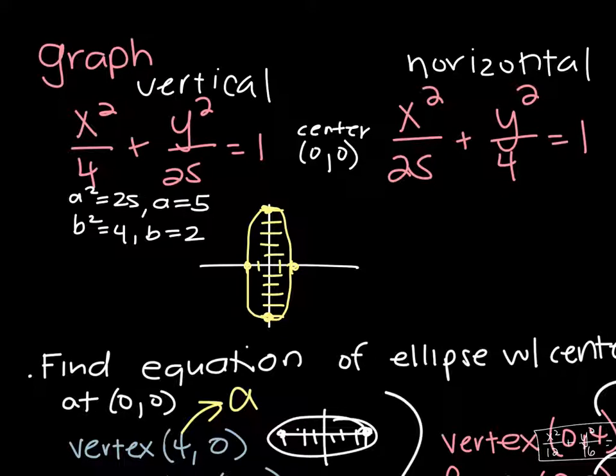Again, use process of elimination. As soon as you see that equation and you see that the larger number's under the y, you know you should be looking for a vertical ellipse, and you can cross out any of the horizontal ones.